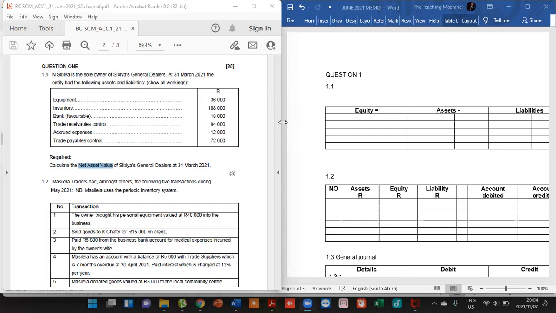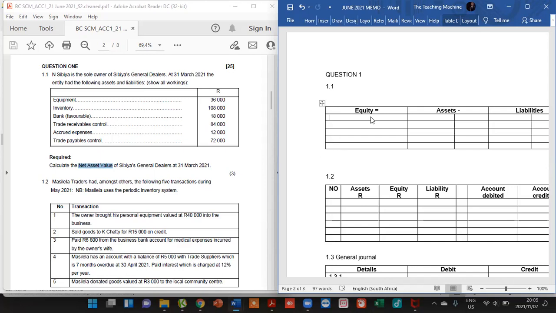Okay, so I've drawn up a table to help us work out the equity. If the question doesn't ask you to work out equity, another term that can be used is net asset value. So net asset value is another term used to define equity. We need to apply the accounting equation, but which variable? If you look at the table on your right, I have equity is equals to assets minus liabilities. That's another variable of the accounting equation.